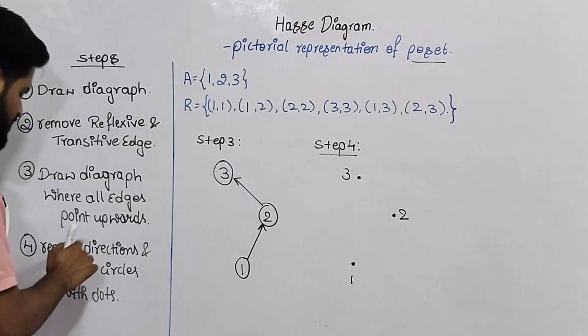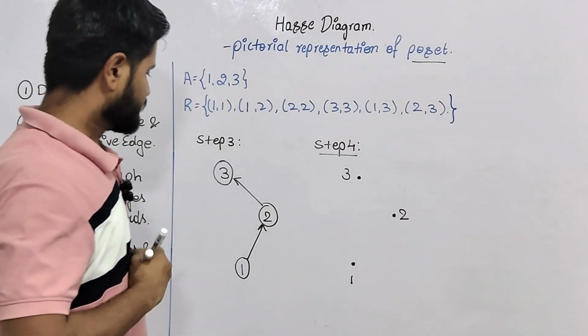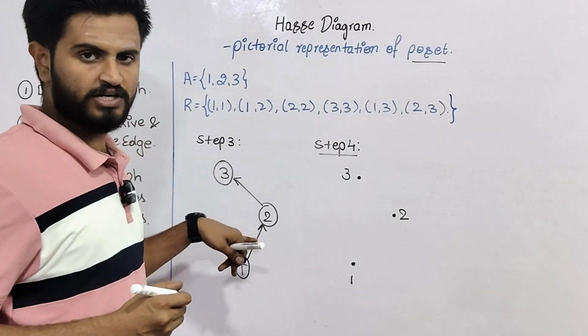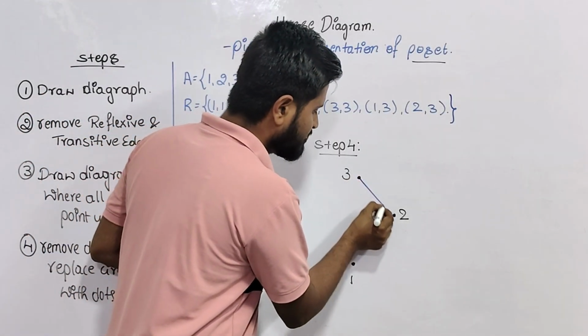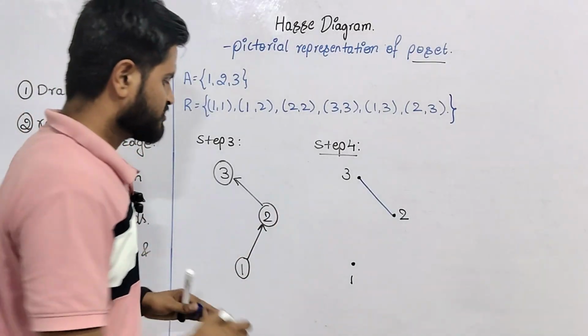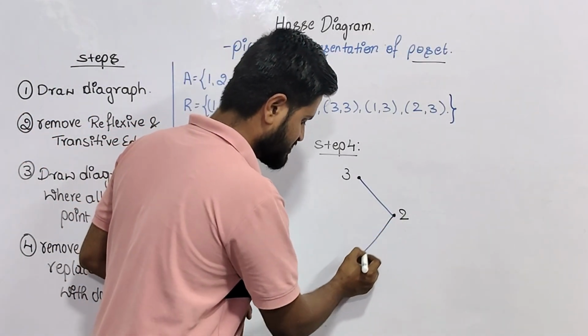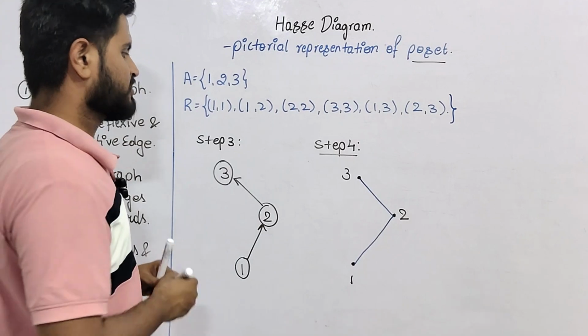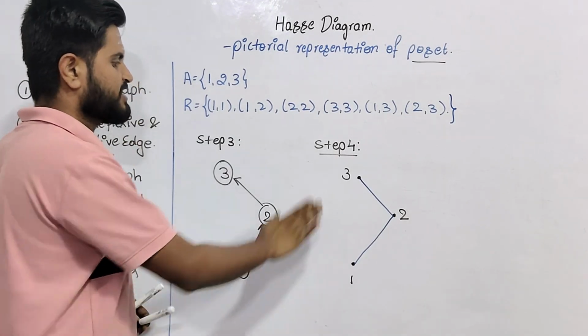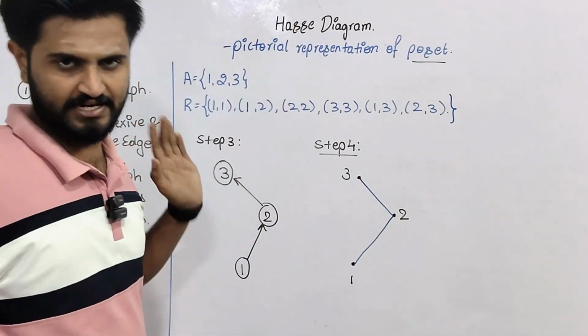And another thing is to remove the directions also. So there is an edge between 2 and 3, but we must remove the edge direction. Here also from 1 to 2 there is an edge, but we must remove the direction of that edge. So if you see here, this is the final Hasse diagram.